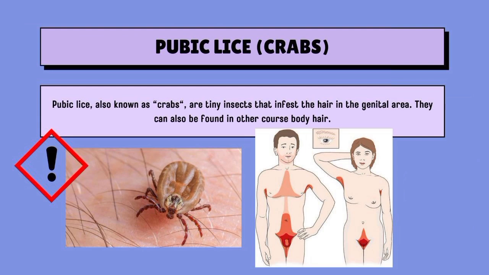Now let's talk about pubic lice. Pubic lice are tiny insects that live on your pubic hair. Pubic lice are also called crabs. Lice are a type of parasite because they feed off of human blood to survive. Pubic lice live on your coarse body hair, including pubic hair, armpit hair, beards, chest hair, eyelashes, eyebrows.